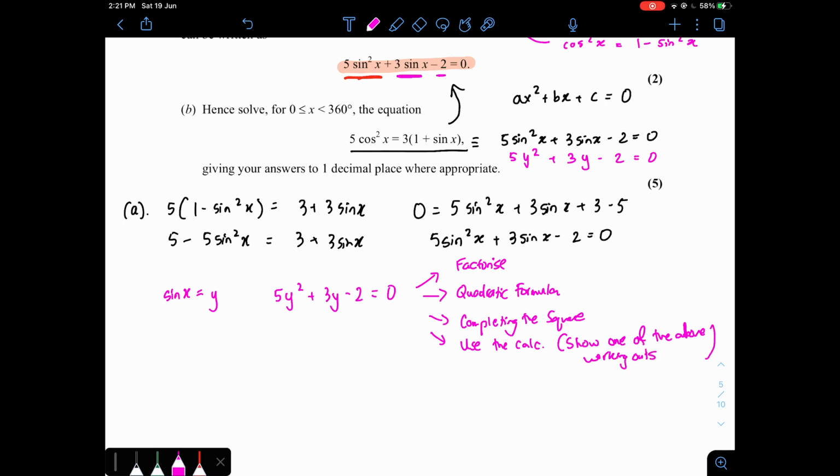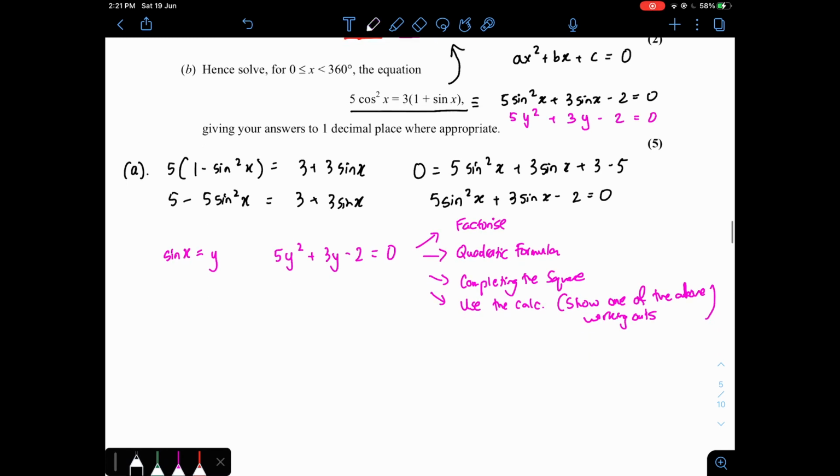Okay, so I think we can factorize this. So this would be 5y, take y on the other side. Okay, so we want plus 3. So this would be plus 1, take away 2 equals 0.